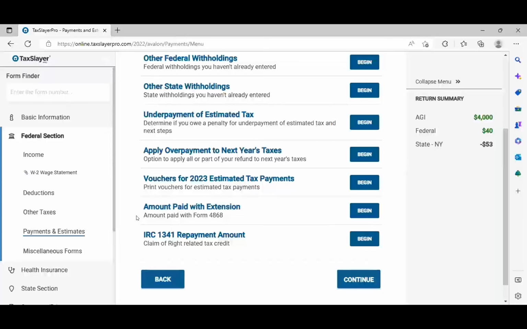An extension with 4868 just extends the time period for filing the return. It does not extend the time for paying the tax. So any taxes due on returns that you know have amounts due have to be paid on April 18th. Okay? Filing an extension, once again, does not extend the time for paying that amount. That person will be penalized even though they filed an extension of time.